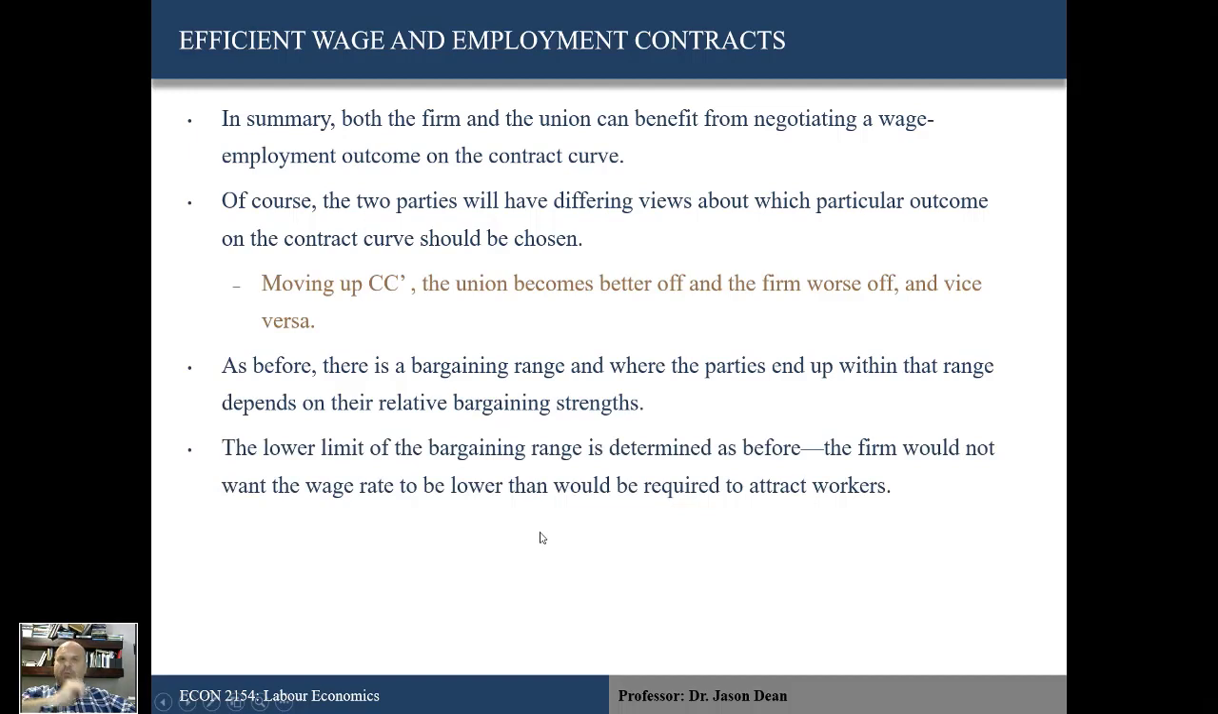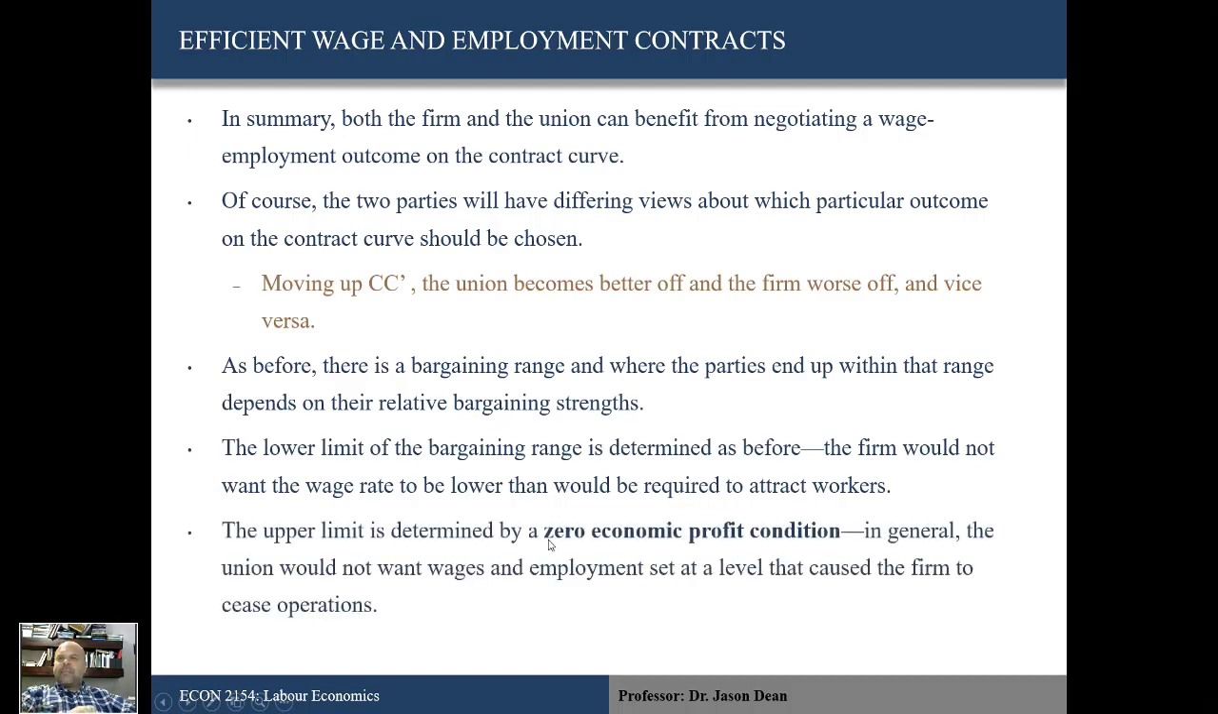It can't be lower than that or the firm won't be able to attract any workers. The upper limit is determined by the zero economic profit condition. As we saw, that's the isoprofit curve, that is the break even curve that represents zero economic profit. And so the wage can't be any higher than W0, which is associated with that, because then the firm would have negative economic profits, and so it should want to exit the industry.